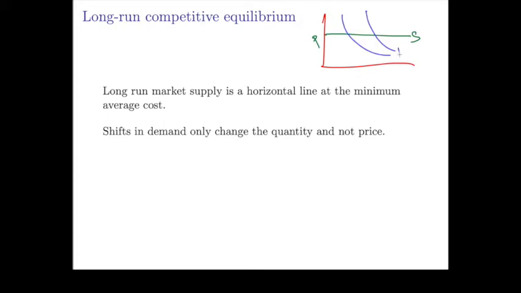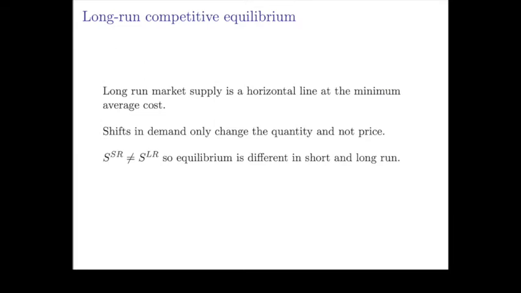Changes in the demand curve, so if we went from D1 to D2, for example, so the demand curve shifts left, the price is going to stay put. It's always going to be that same price P, where the supply curve is a horizontal line at that price. The only thing that's going to shift is we're going to go from Q1 to Q2. The quantity is going to change, but the price is not going to change.